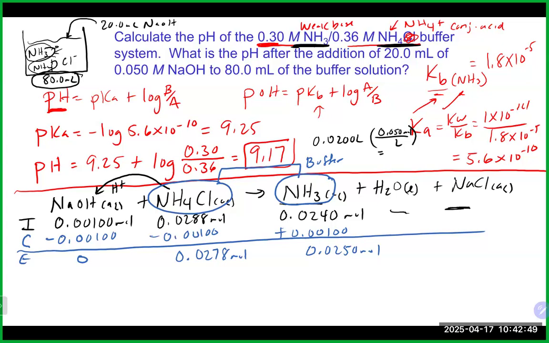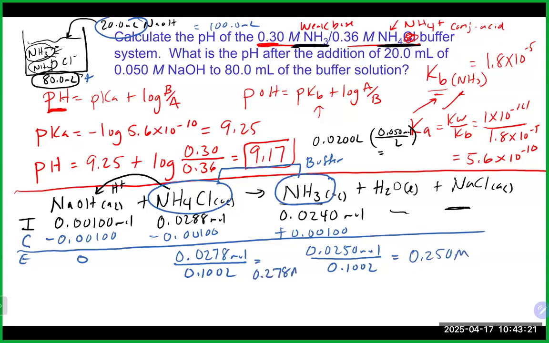So our total volume at this point is we had 80 milliliters and we added 20 milliliters to it. That gives us a total volume of 100 milliliters in this case. So we're going to basically divide each of these by 0.1 liters, which is our 100 milliliters converted to liters. And that's going to give us really the concentration now of our buffer. It's going to give us 0.25 molar, 0.278 molar here.